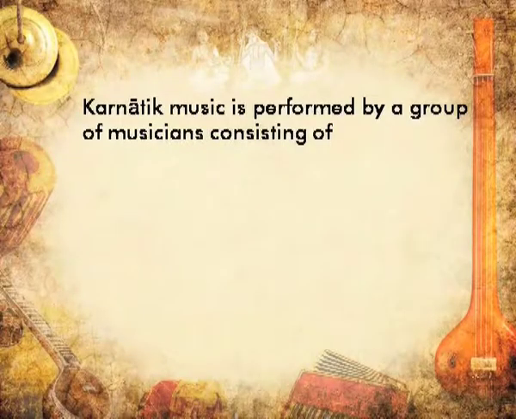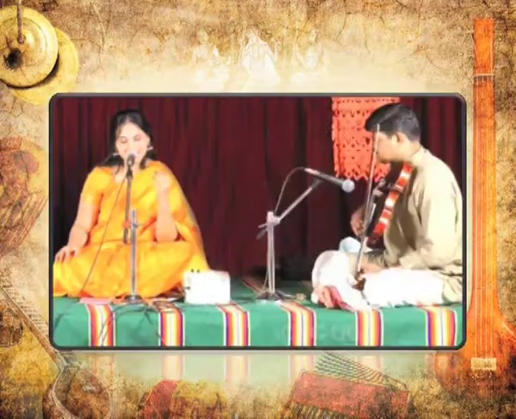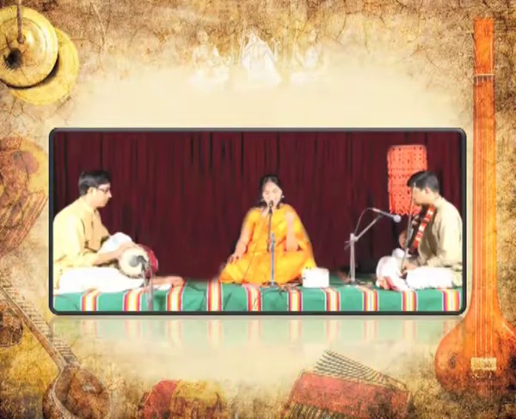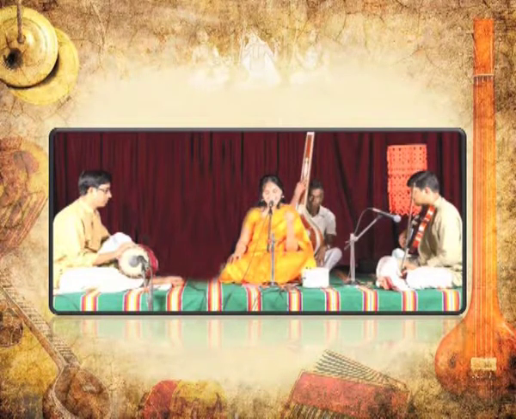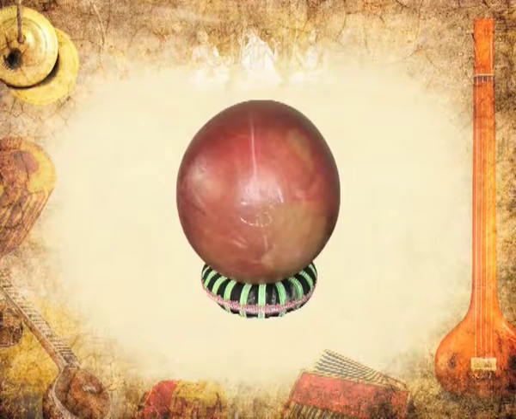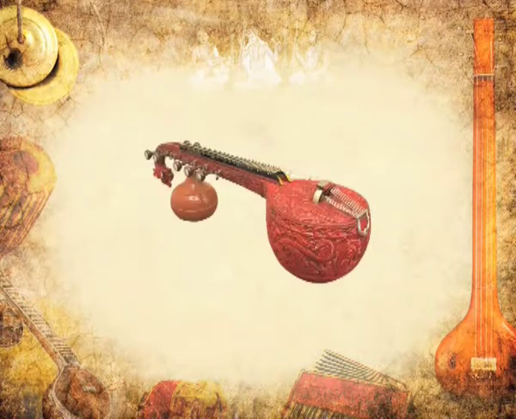Carnatic music is usually performed by a small ensemble of musicians consisting of a principal performer, usually a vocalist, a melodic accompaniment, usually a violin, a rhythmic accompaniment, usually a mridangam, and a tambura, which acts as a drone throughout the performance. Other distinctive instruments used in performances may comprise the ghatam, ganjira, moorsing, flute, and veena.